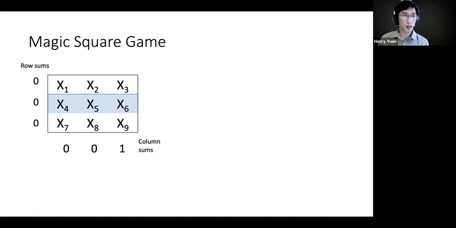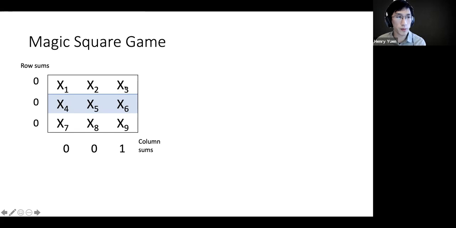Okay, so let's talk about the magic square game. It's kind of a simple game. So we have a 3x3 square with 9 variables. And the goal of this game is you want to assign 0 or 1 values to each of these variables such that it satisfies these constraints.